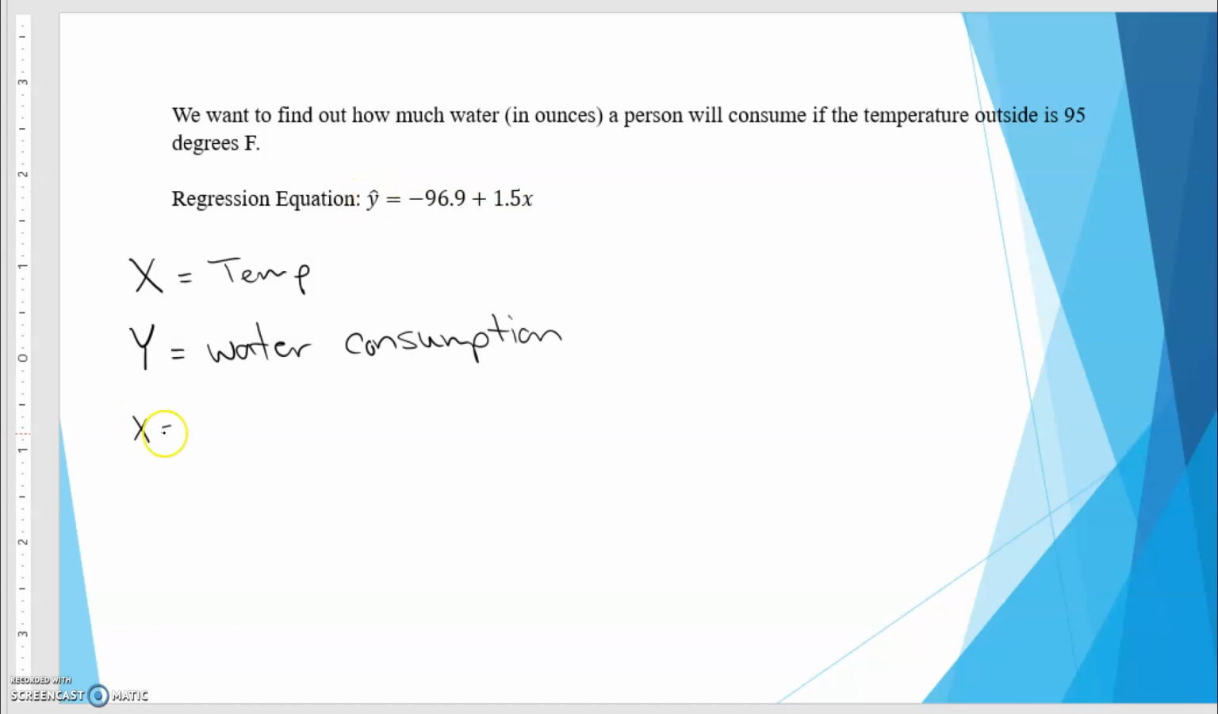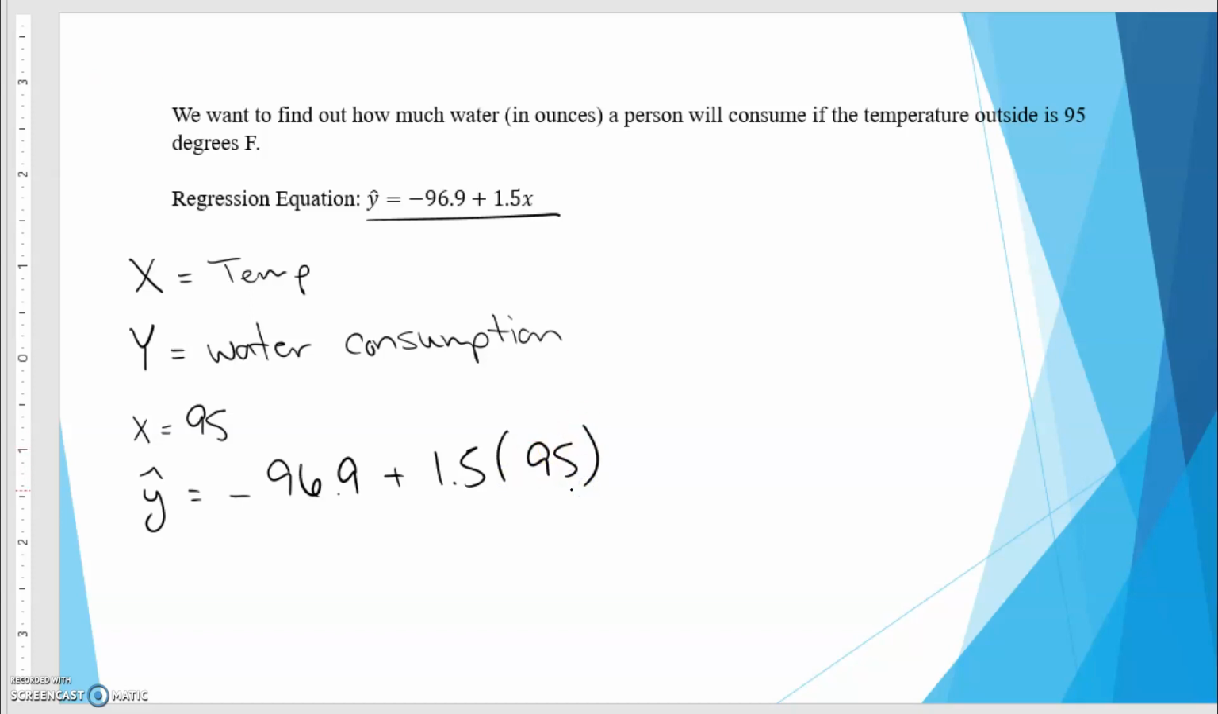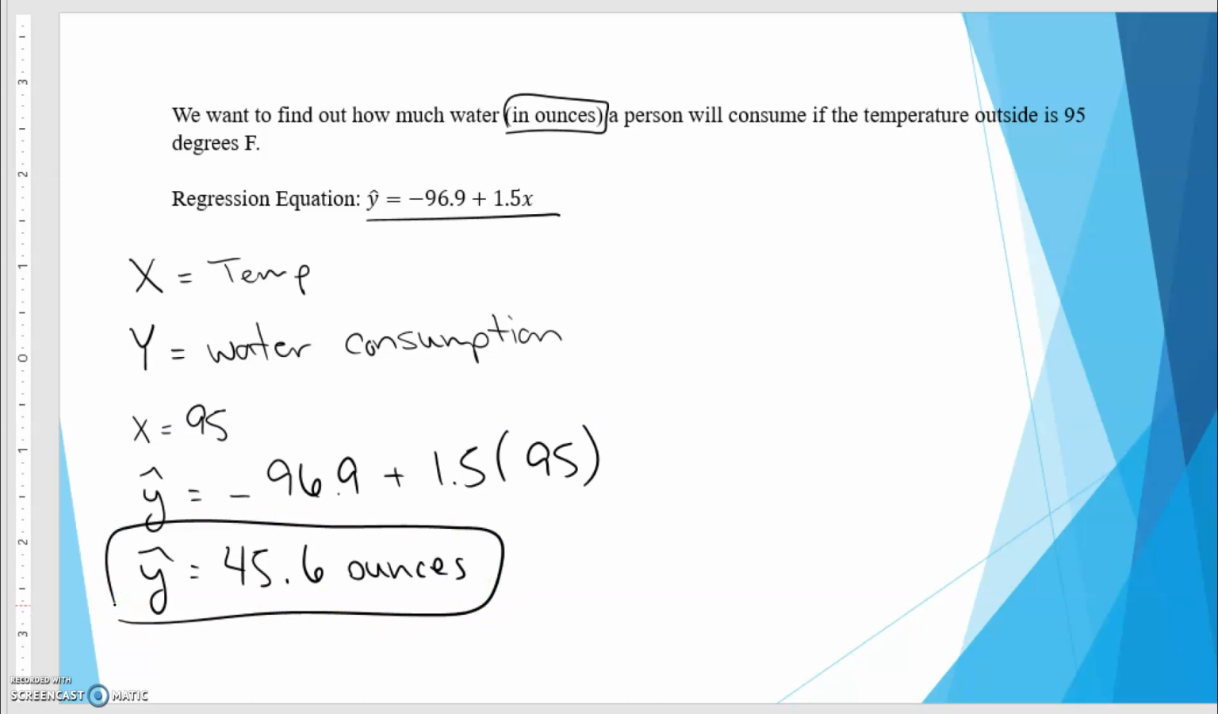They gave me an x variable, or a temperature, of 95 degrees Fahrenheit. So my x is 95. Therefore, to find water consumption, I plug this x value into this equation: negative 96.9 plus 1.5 times 95. That will give me 45.6. And since y is water consumption, which is measured in ounces, this would be 45.6 ounces. That's the only thing they were looking for there.